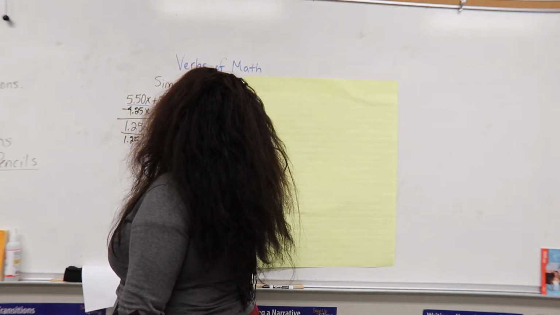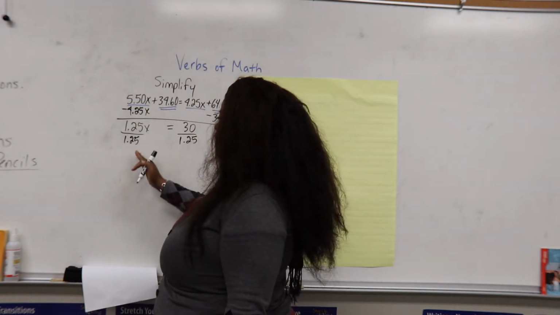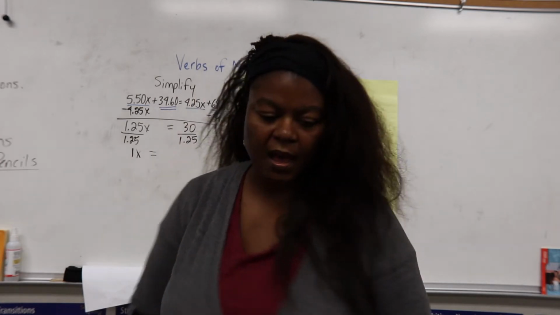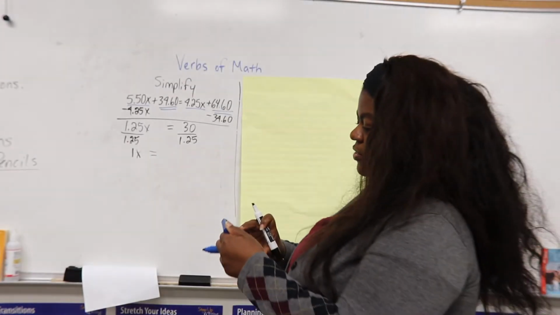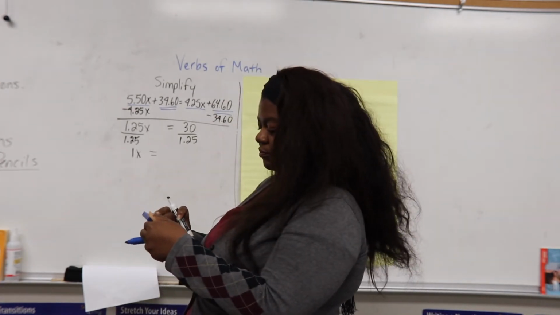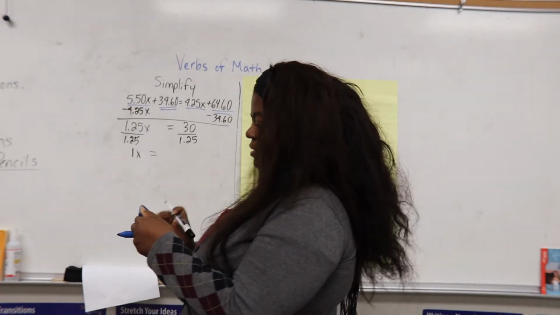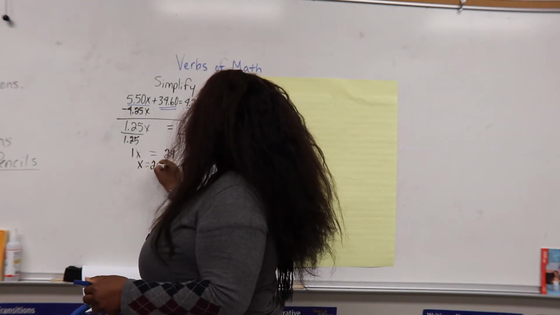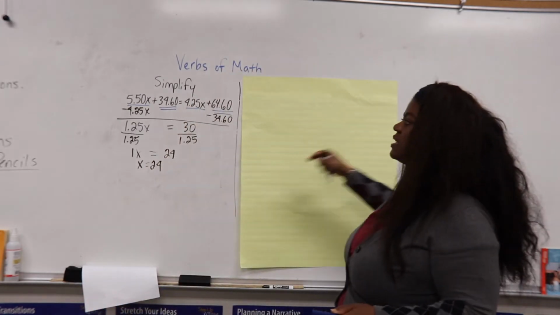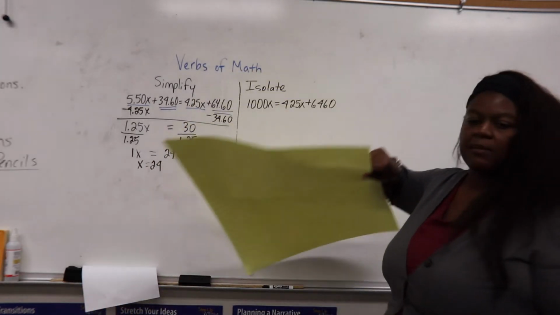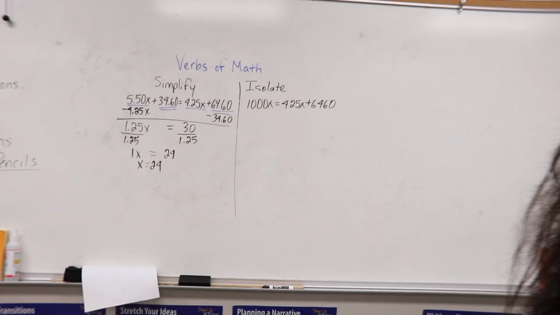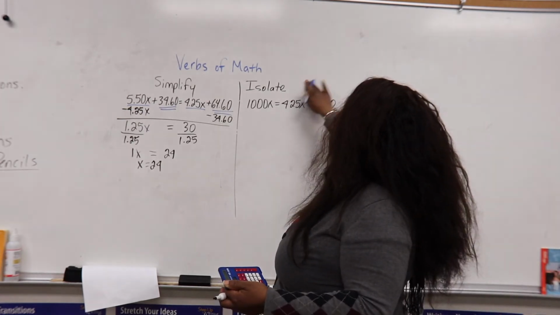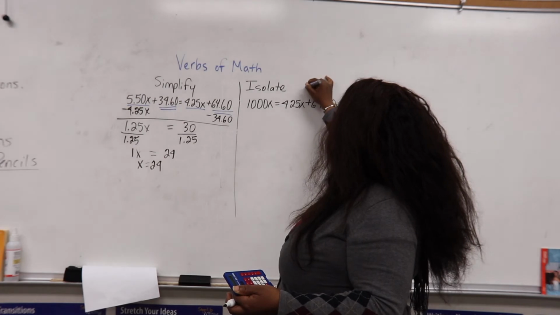What we do on one side of the equal sign, we have to do on the other side. This is going to become 1x. So then, handy calculator, why do you keep getting away from me? 30 divided by $1.25 is 24. So therefore x equals 24. We've simplified a problem and then we took it a step further to isolate that x. Isolate just means to get by itself.